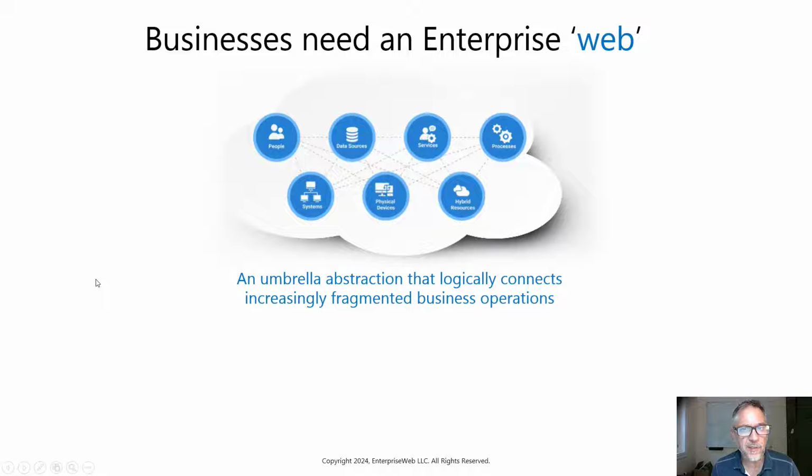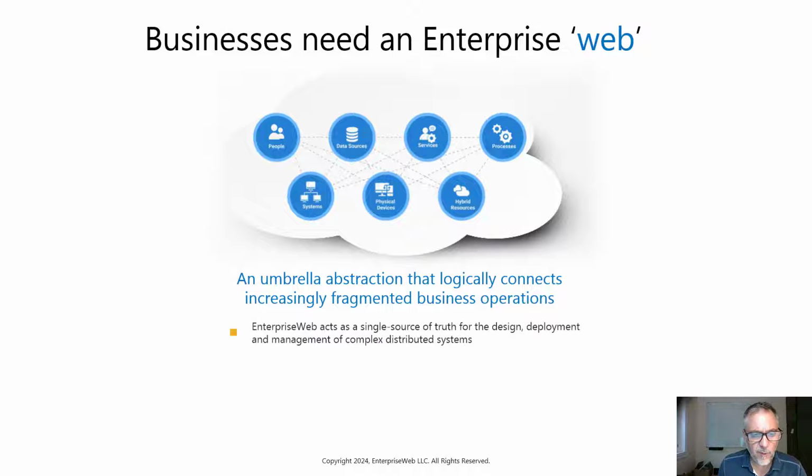Our thesis is that businesses need an enterprise web. It's an umbrella abstraction that logically connects increasingly fragmented business operations. As a business user or as an engineer or an architect, you'd like to look down on the enterprise and see the people, the information, and capabilities that comprise it. You'd like to be able to flexibly compose them for purpose and not be caught up in all this tight coupling and static flow charts that make things time consuming to develop and deliver, hard to change, and expensive to maintain. Enterprise Web acts as a single source of truth for the design, deployment, and management of complex distributed systems.